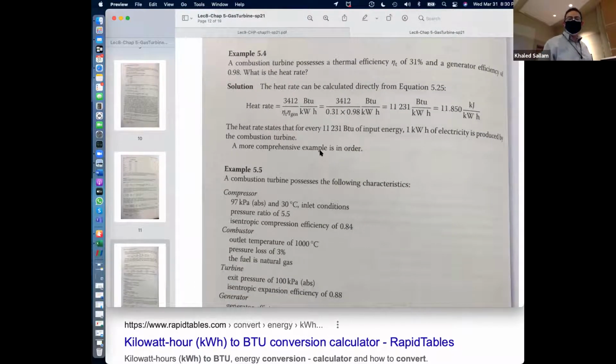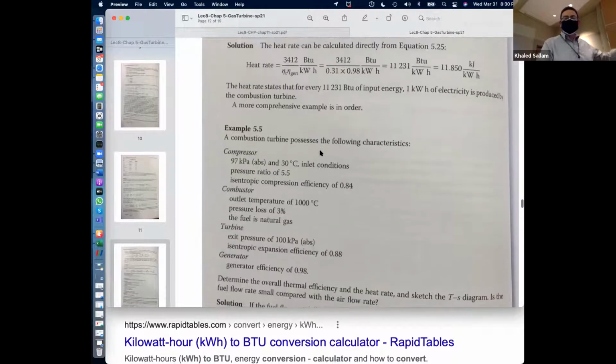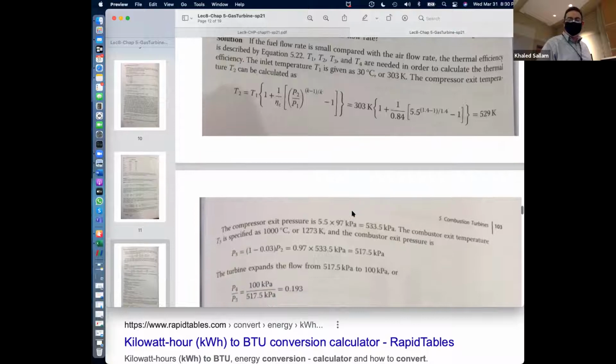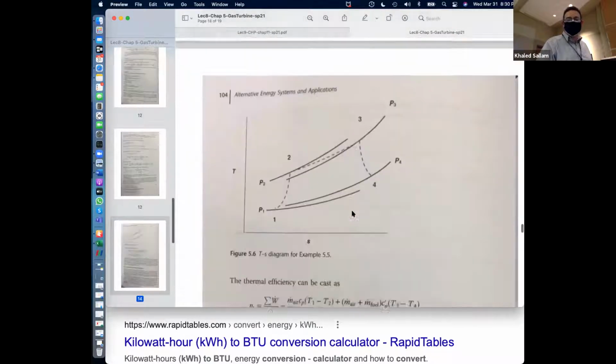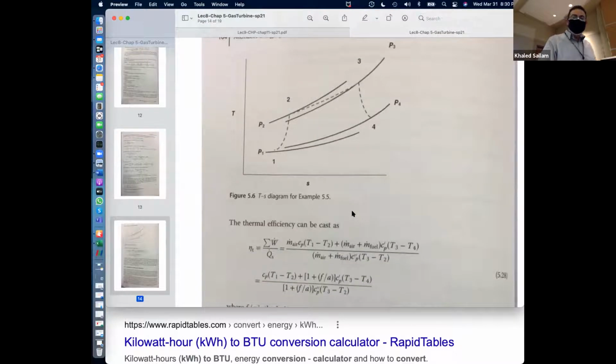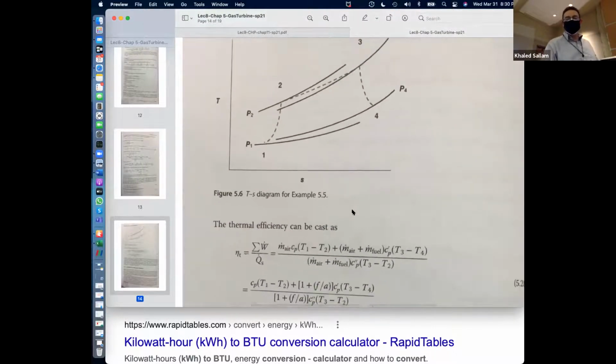Okay, good. So whenever someone asks you for the heat rate, simply calculate the efficiency and say the heat rate is 3,412 divided by the efficiency. And it should be the overall efficiency because it also involves the electric generator efficiency.